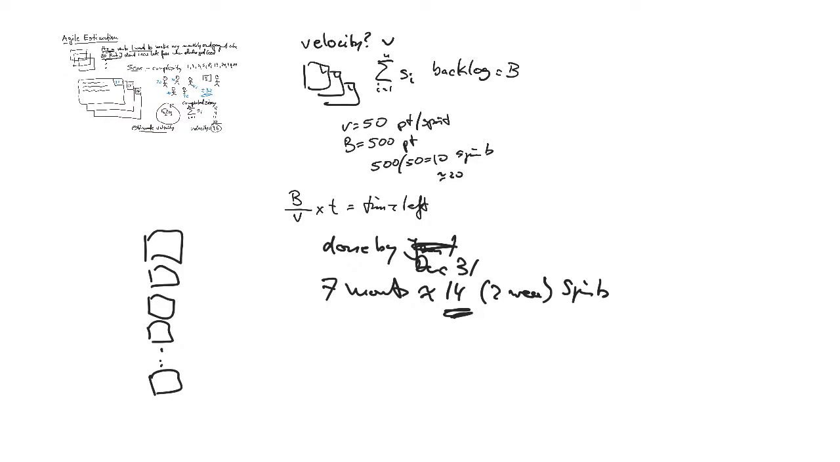So I got 14 sprints worth of time. Now, if my velocity is V, if I have some estimate of my velocity and I multiply that by the number of sprints, that will give me my capacity in story points. So let's say my velocity is 50 points per sprint, and I have 14 sprints. That will give me a capacity of, let's see, 700 points.